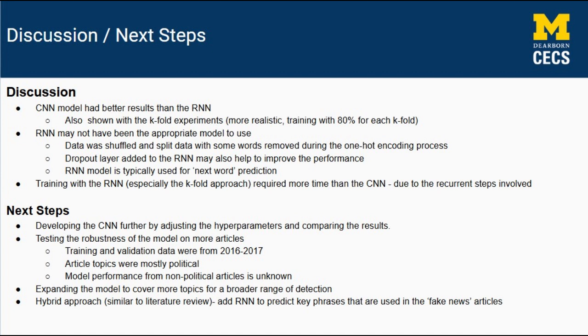Finally, we could also try a hybrid approach, which is similar to the literature review articles, where we add an RNN to predict key phrases that are used in the fake news articles, together with the CNN model that we built.